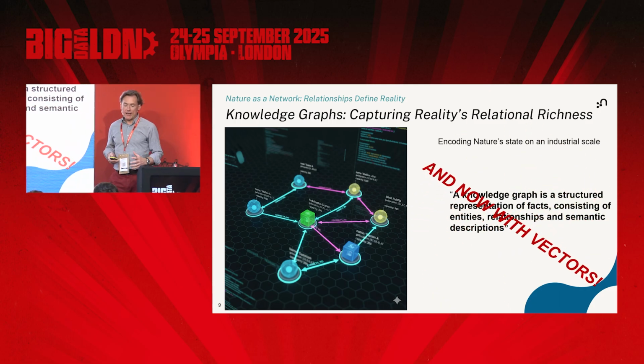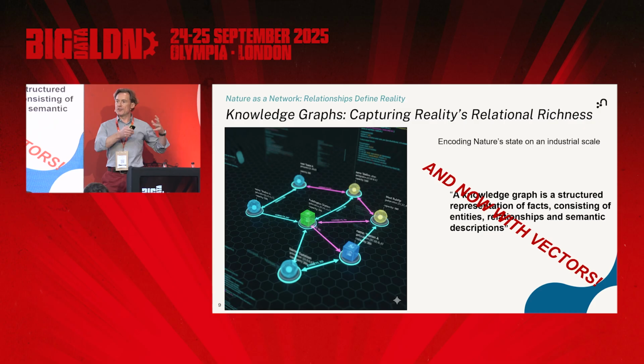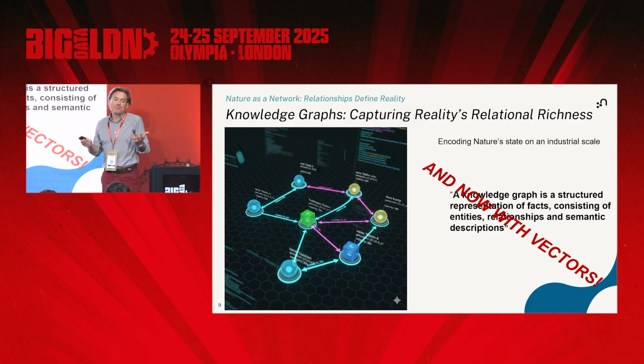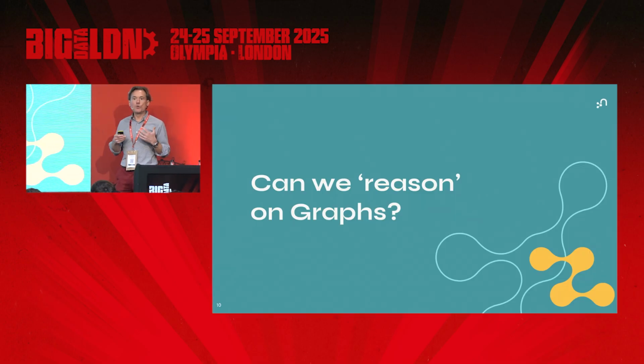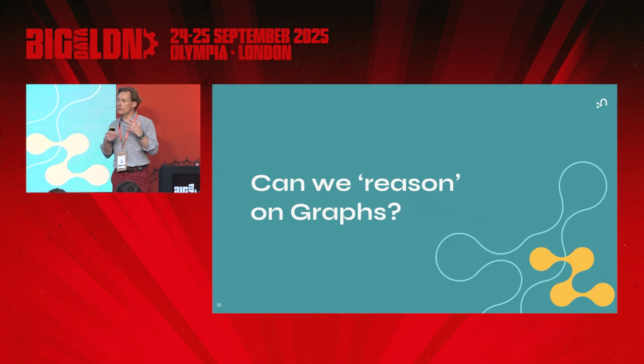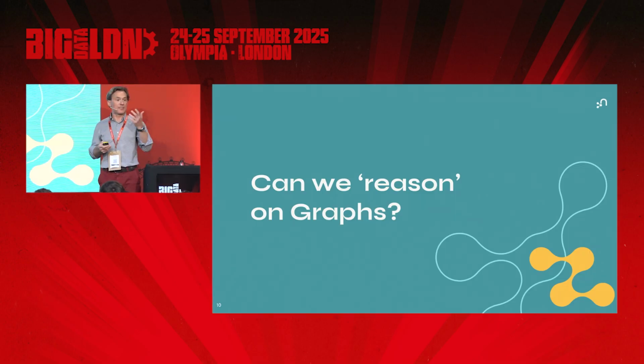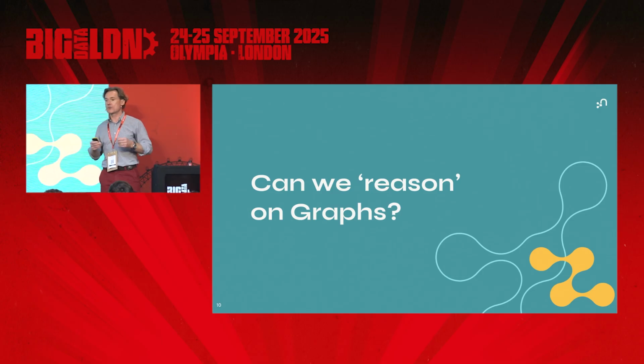Okay, so now that we have defined the knowledge graph and what reasoning means, the logical next step is, can we do some reasoning on graphs? Can we do some computations on graphs? We've already seen it earlier, if you want to go from A to B, etc.